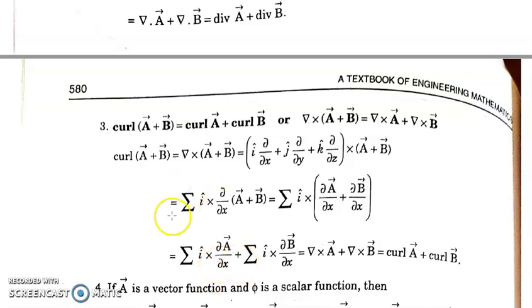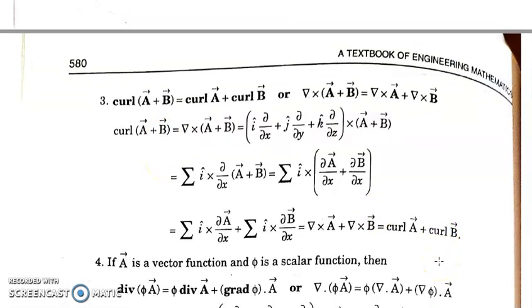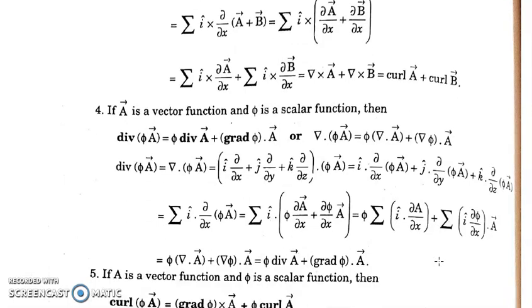So you can split into two terms. After summation, we get i cross dou A by dou x, and the summation i cross dou B by dou x. The first summation denotes del cross A and the second summation denotes del cross B, which are curl A and curl B. So that gives curl of (A plus B) equal to curl A plus curl B.